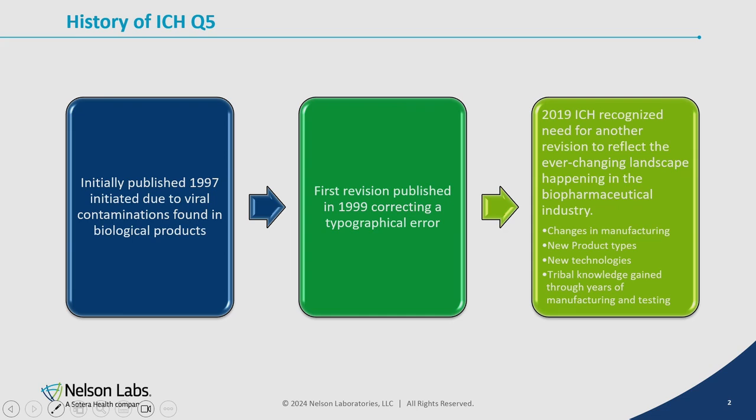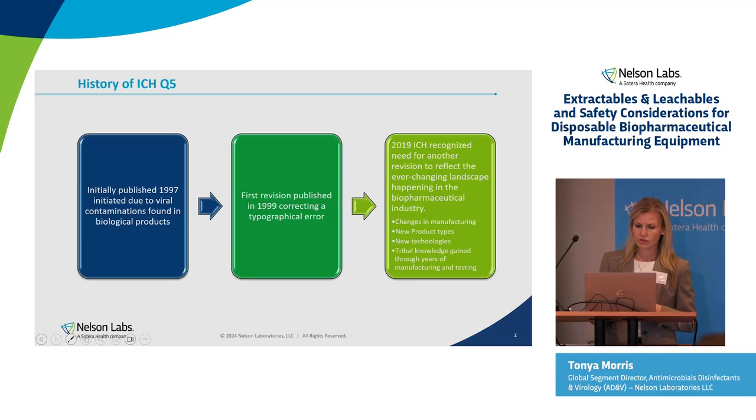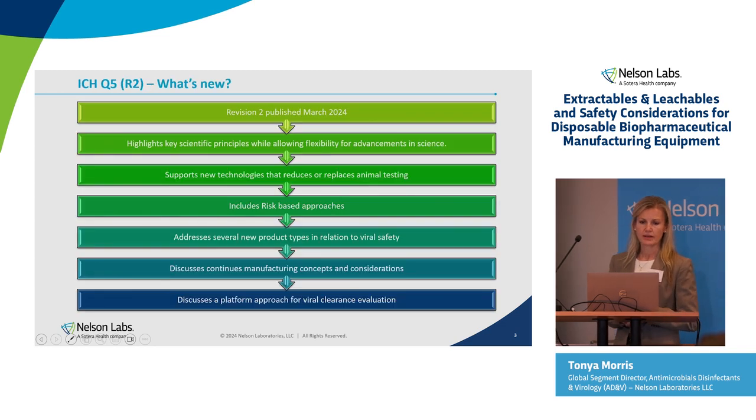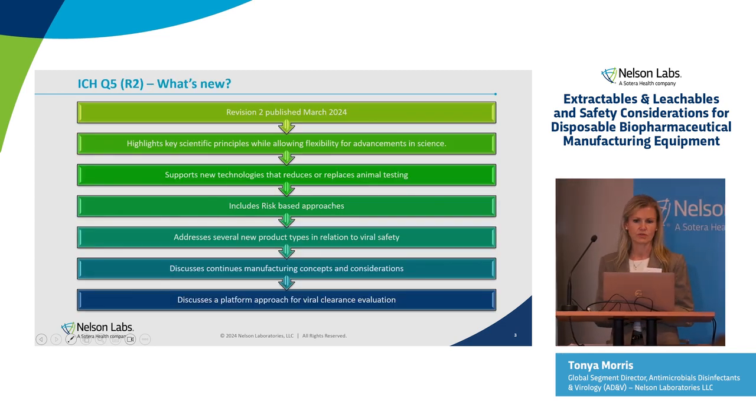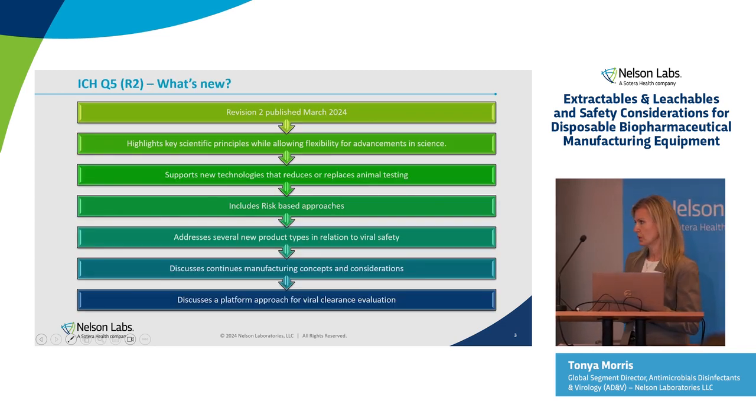So in 2019, the ICH recognized that there were advancements in technology with manufacturing, with testing and basically analyzing and looking for viruses, as well as a lot of tribal knowledge that was gained throughout our manufacturing processes and our viral clearance techniques as we went throughout the years. And so essentially on March 1st of 2024, revision 2 was published.